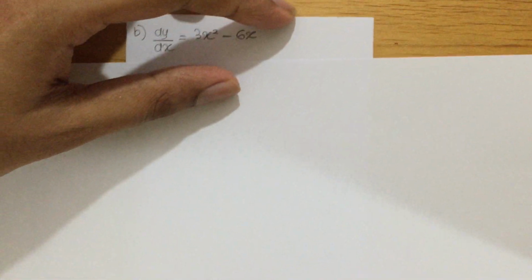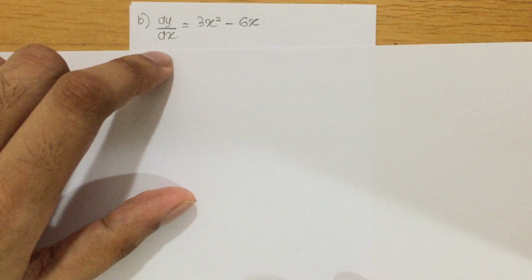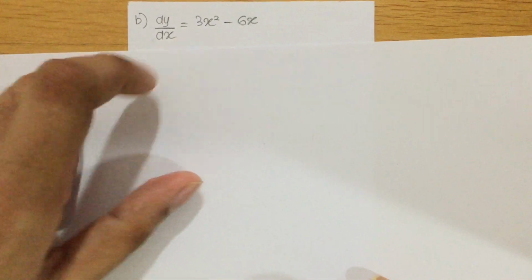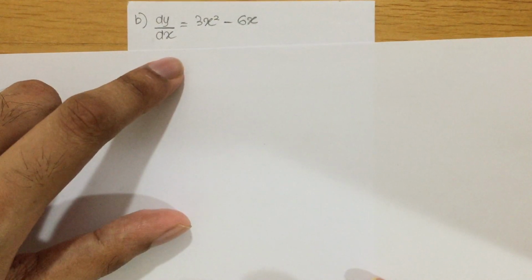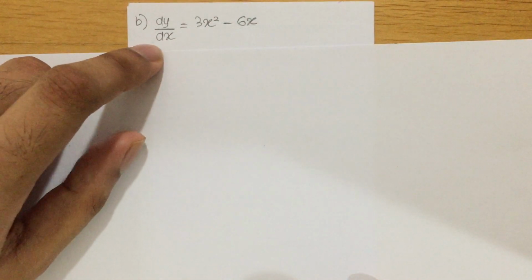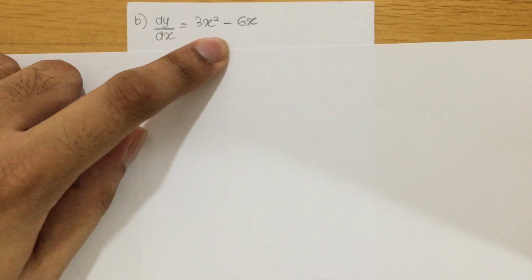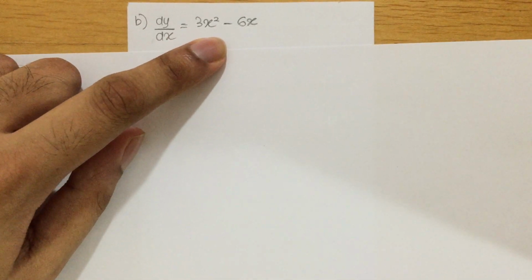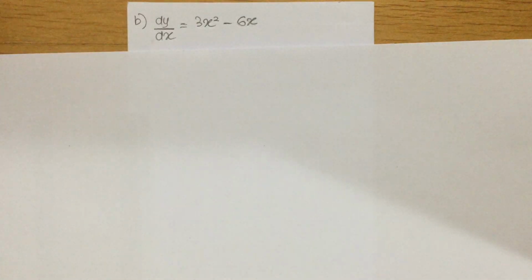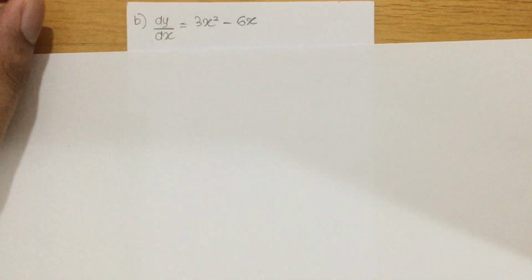Okay, in part B, since in part A we have already found our k value, we can immediately substitute k equals 3. So now our dy/dx is equal to 3x squared minus 6x. Since the question asks to find the equation of the curve, how are we going to find it? Alright guys, we are going to integrate this dy/dx.